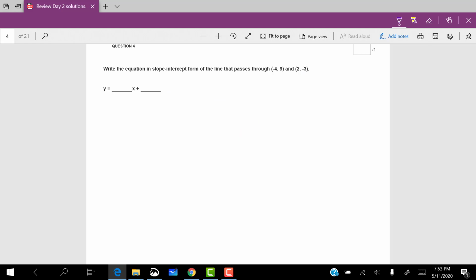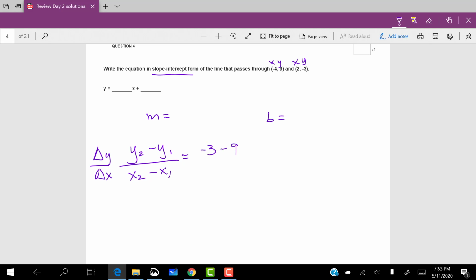To write the equation of the line in slope-intercept form, of course I need a slope and I need a y-intercept. Let me go ahead and do the slope first. My slope formula is y2 minus y1 over x2 minus x1. Or you might just think of it as change in y over change in x. So if I do the y values, I'll do negative 3 minus 9. That's my change in y. And my change in x is 2 minus negative 4. So I've got negative 12 over positive 6. That gives me negative 2.